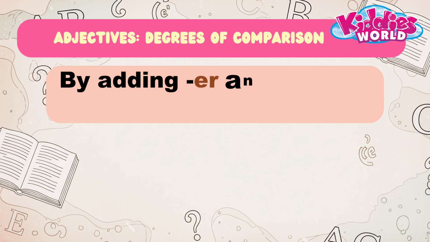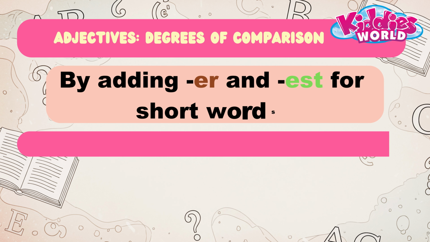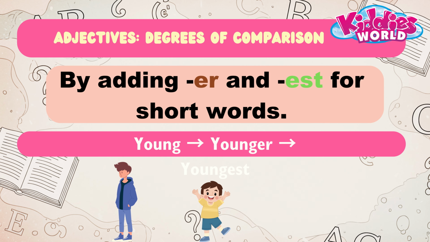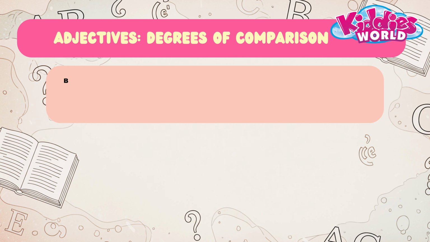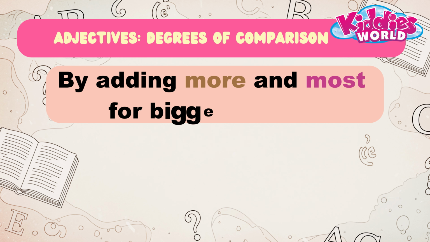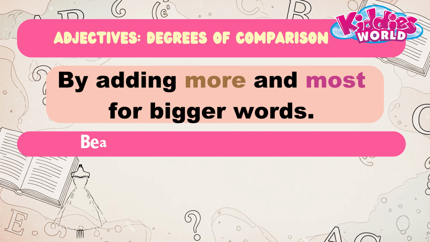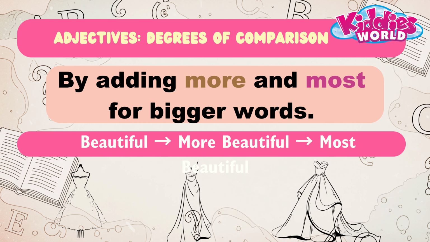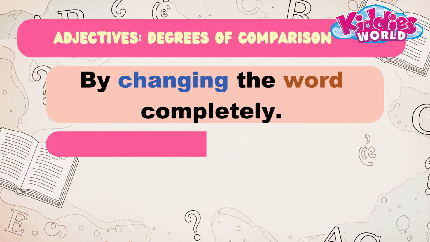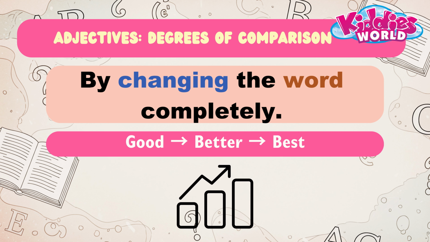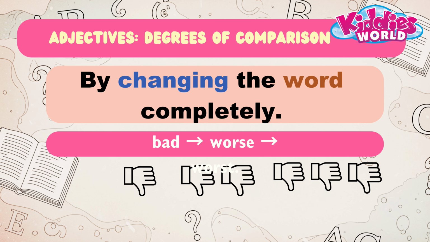We can form comparative and superlative degrees in 3 ways. By adding er and est for short words, examples, young, younger, youngest, tall, taller, tallest. By adding more and most for bigger words, examples, beautiful, more beautiful, most beautiful. By changing the word completely, examples, good, better, best, bad, worse, worst.